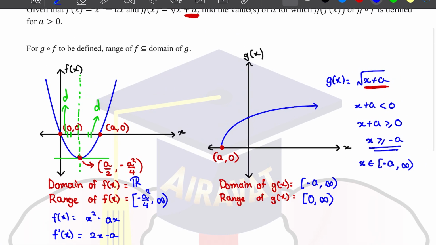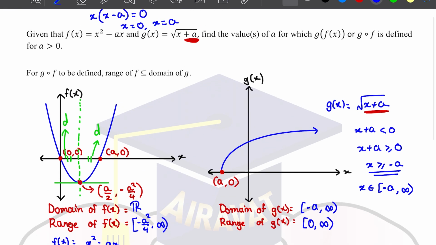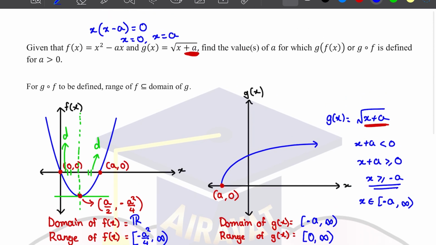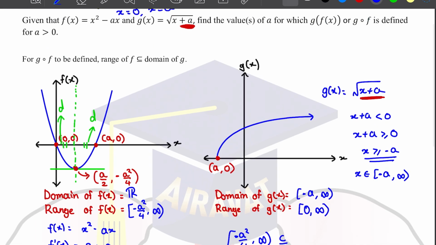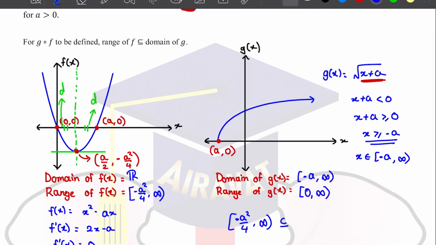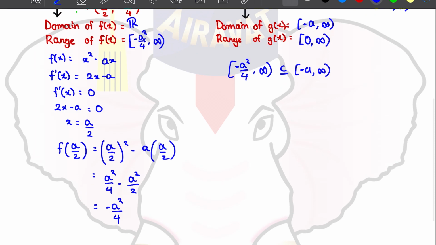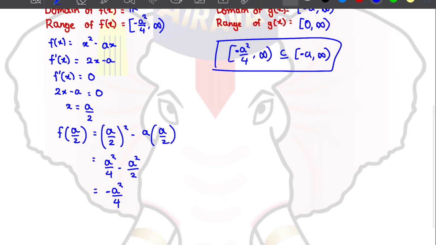Now, okay, this is the most crucial step done and dusted. Now, for g of f of x to be defined, we know that the range of f, which is negative a squared over 4 to infinity, has to be a subset of the domain of g, which is negative a to infinity. Okay, now what is this entire thing about subset? This is the part where most of the students get confused. So let me elaborate on this a bit.